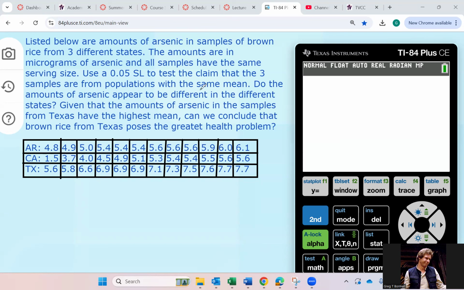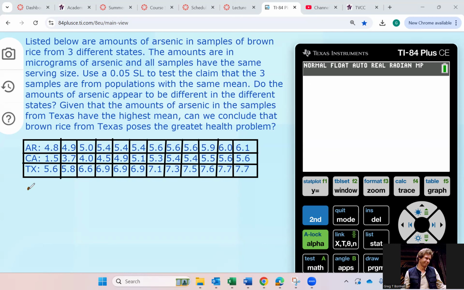Listed below are the amounts of arsenic in samples of brown rice from three different states. The amounts are in micrograms of arsenic, and all samples have the same serving size. So that's nice. Same serving size. That way everything's on an even playing field. Use a 0.05 significance level to test the claim that the three samples are from populations with the same mean.